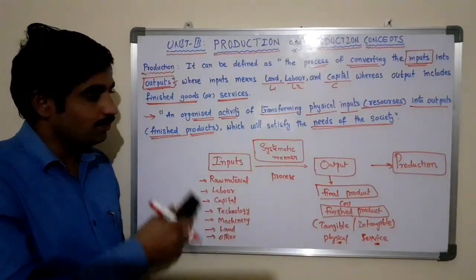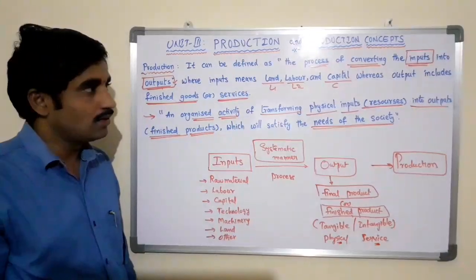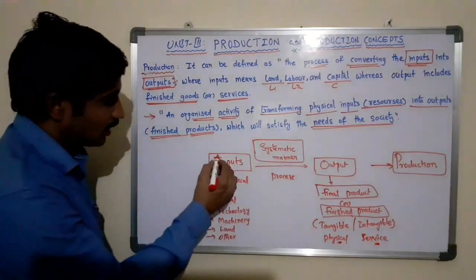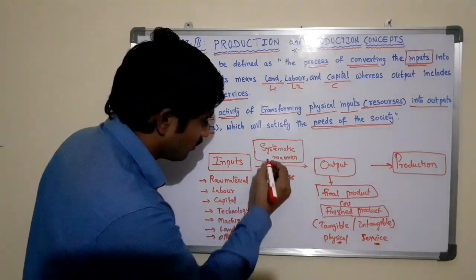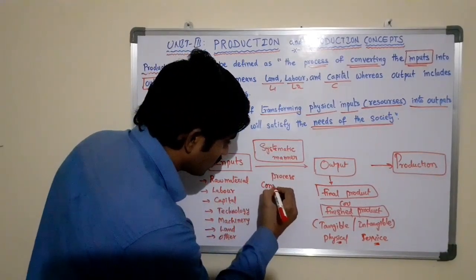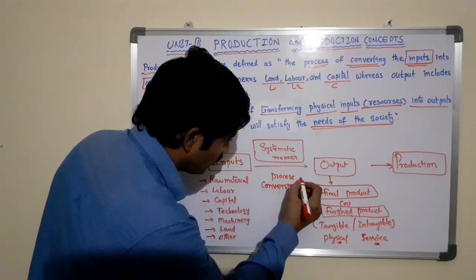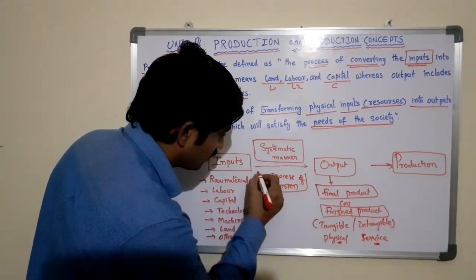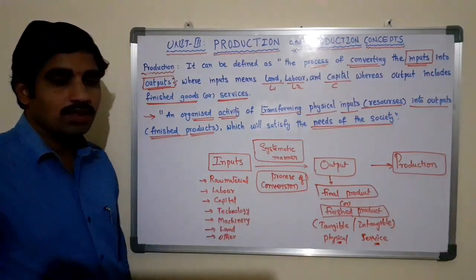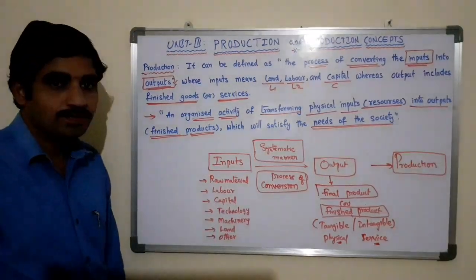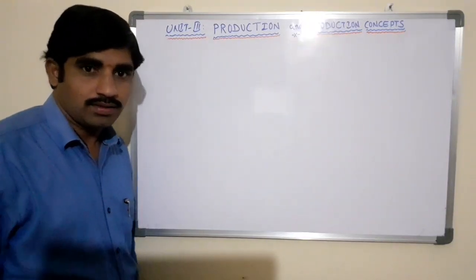So this is a simple definition, or introduction, of production. We need to remember this as converting inputs into outputs. Here, systematic manner means a conversion process. The conversion of inputs into the output is known as production. Okay, now let us see the production function.